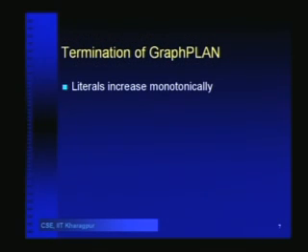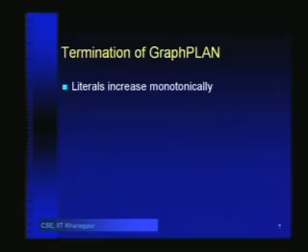So the termination of GraphPlan depends on a set of things. Firstly, literals increase monotonically. So once a literal has arrived in the plan, it will always be there, because the persistence actions will ensure that they will always be there, right. So new actions can bring in new literals, but this cannot happen forever because the set of literals is finite.